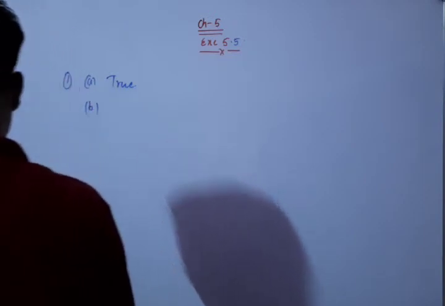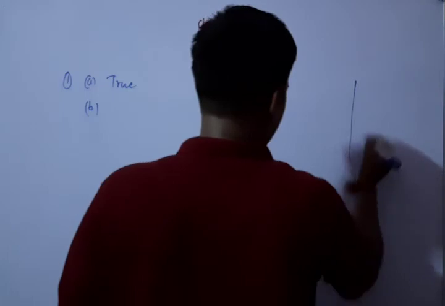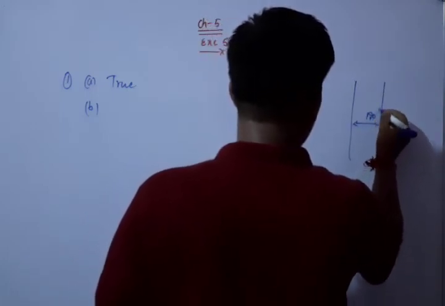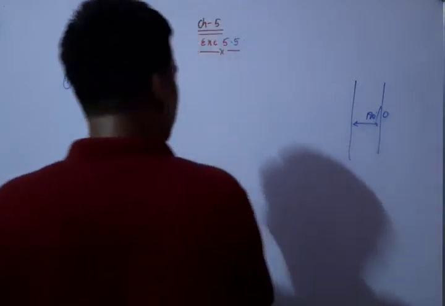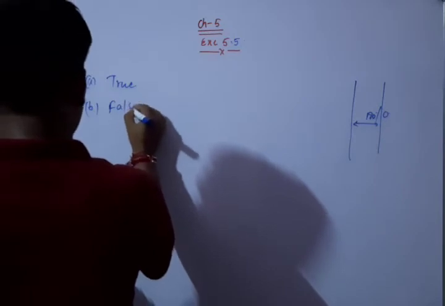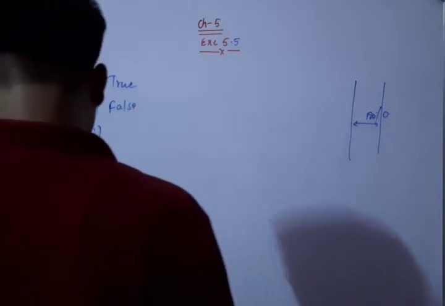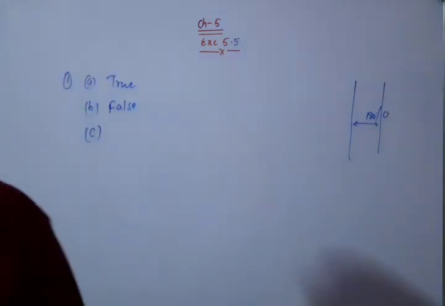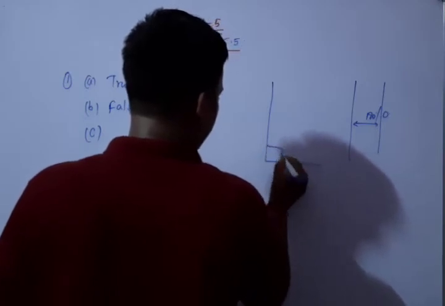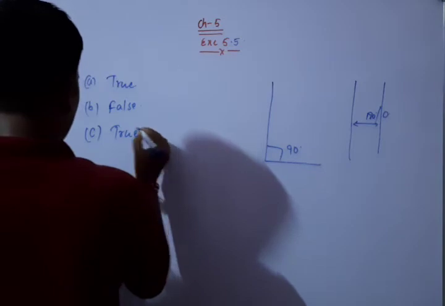B. The line of a railway track. No, the lines of a railway track are like this, so the angle between them is 180, or you can say 0. So this is not perpendicular. B will be false. Next, C. The line segments forming an L. Yes, this will be 90 degrees. So C will be true.